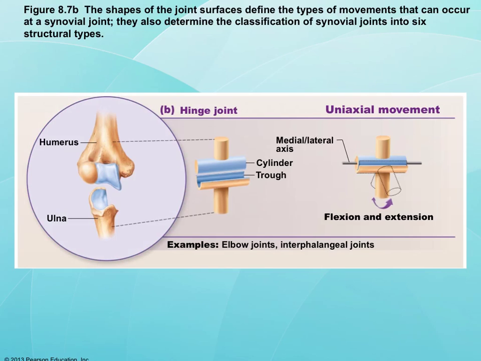A hinge joint is like the hinge of a gate. The hinge on your door allows you to open and close your door along the axis here. And the hinge joint in your body allows uniaxial movement to flex or extend the joint, like in the elbow and between phalanges.